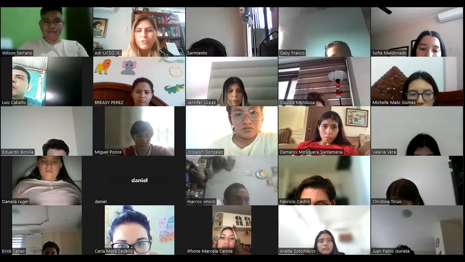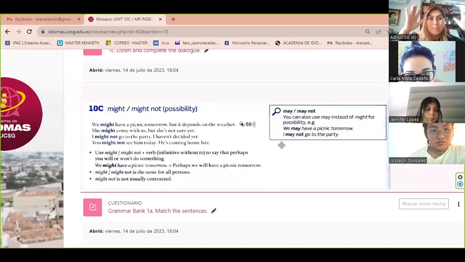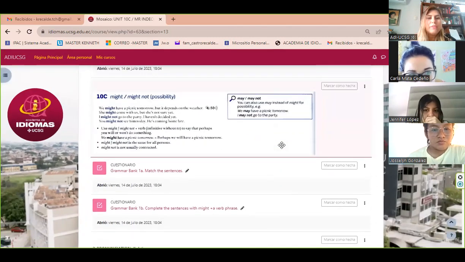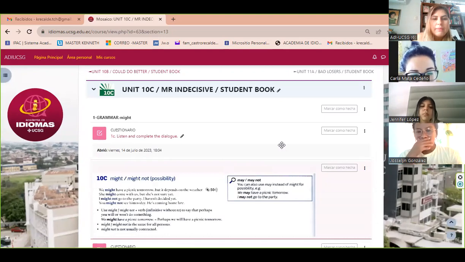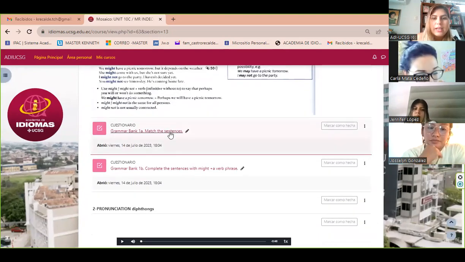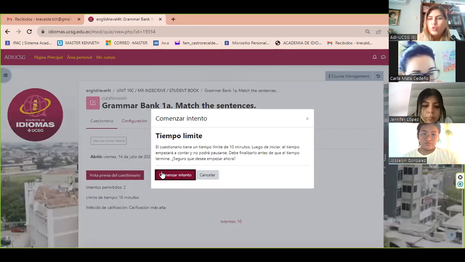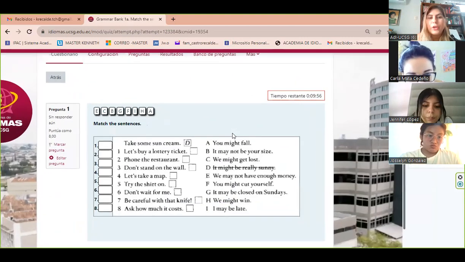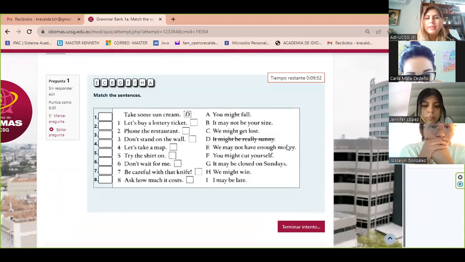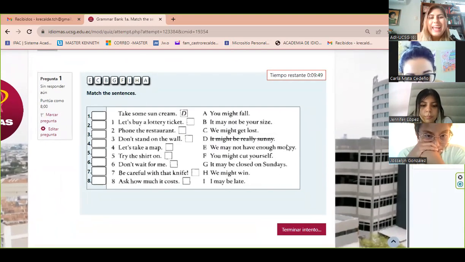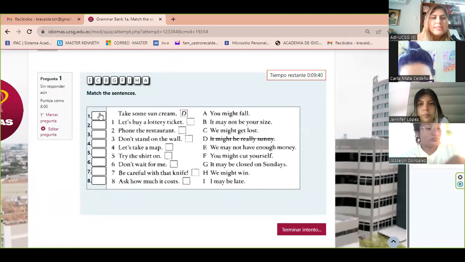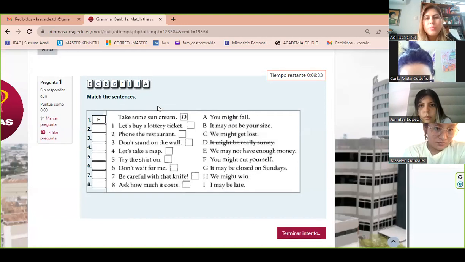First of all, let's work the exercises because I don't want you to forget the use of might or may. Let's work on the first exercise, Grammar Bank 1A. It says match the sentences. So let's work here. There are 2 attempts. Okay, we have here: take some sun cream. It might be really sunny. Let's buy a lottery ticket. We might win. So number 1 is H. I'm going to help you with the first one. Do the others, please, and then we will check.